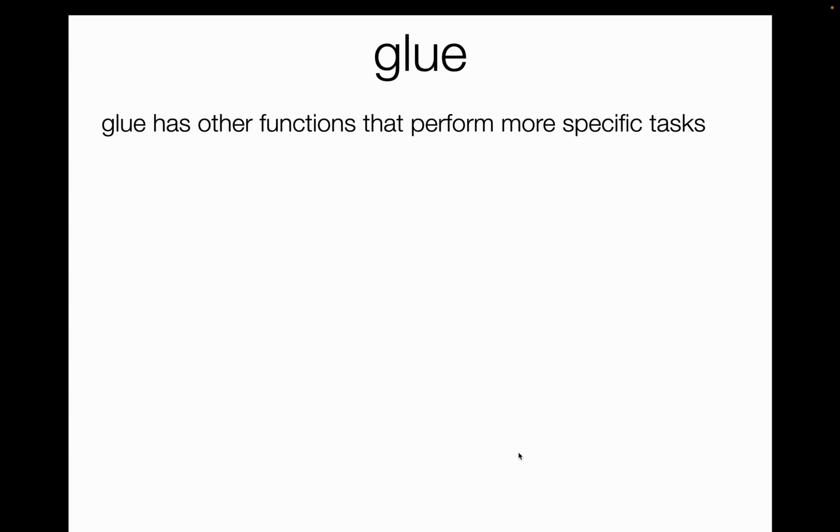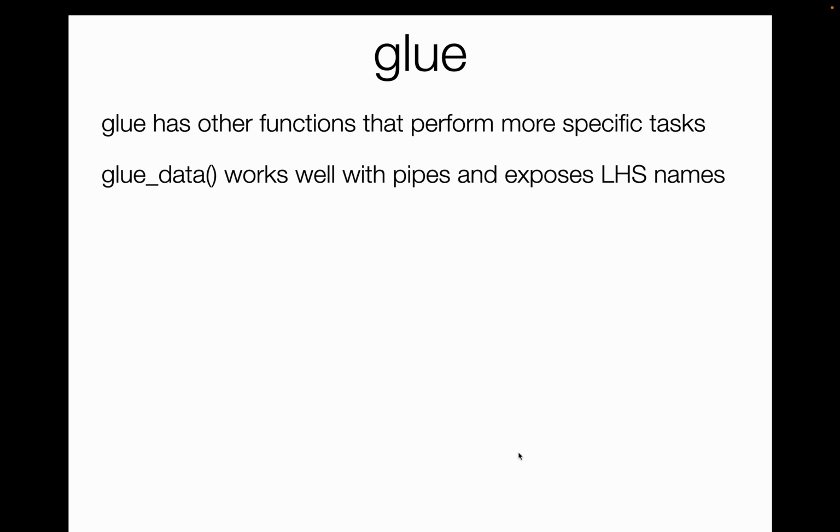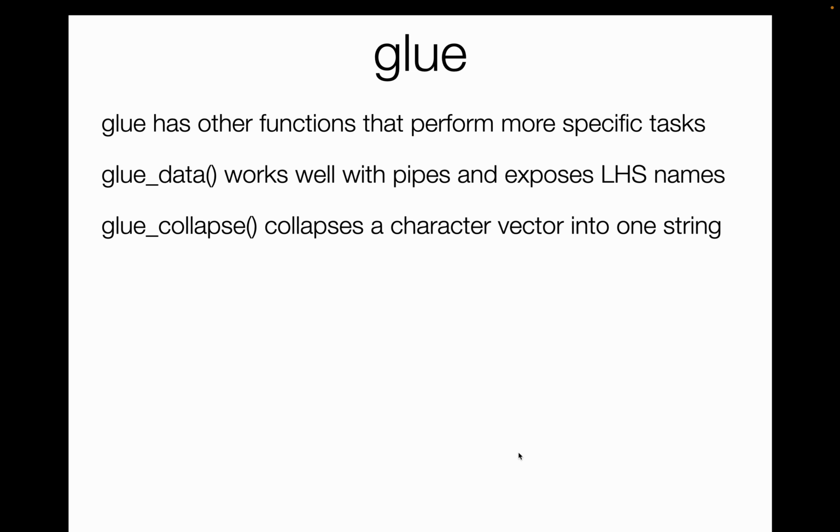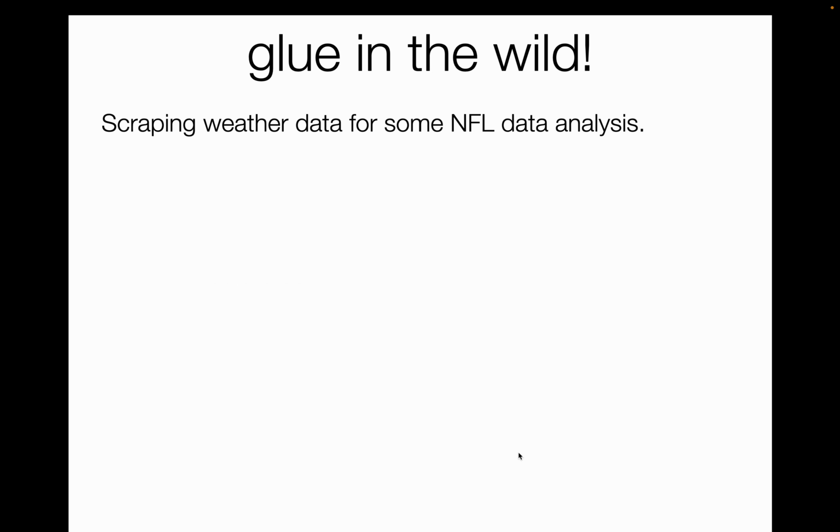So glue has other functions that perform more specific tasks. There's glue_data, and glue_data works with pipes and exposes left-hand side names. We don't need to worry too much about that. There's glue_data, glue_collapse, glue_call, etc. So there's lots of glue variants that you might need to use in certain circumstances. Okay, so what about glue in the wild?